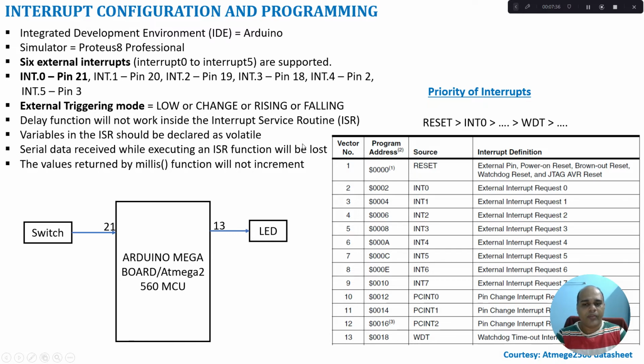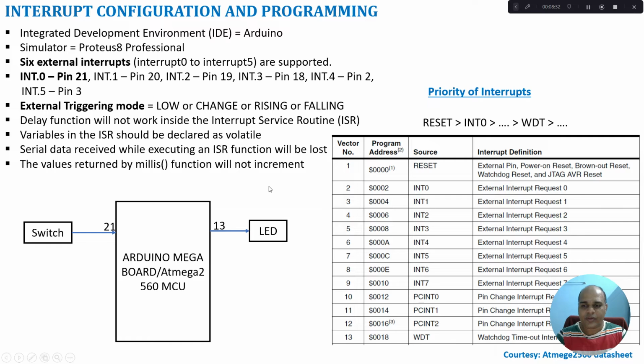A few things you have to remember while programming your interrupts. In an ISR, the delay function will not work. Usually we use the delay function to create an interval between certain operations, but it will not work inside your ISR. In the same way, whenever we declare variables which we will be using in our ISR, they should be declared as volatile variables. And while executing an ISR, any serial data being received will be lost. Same way, the millis function, used for creating time delays, will not get incremented inside the ISR.